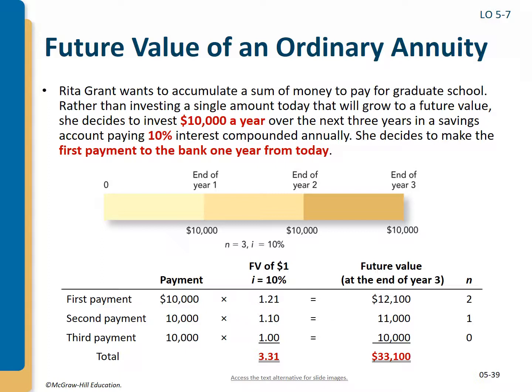I'm using future value of 1. No, I want you to use the table on page P3. Avoid what's on the bottom. Just look up 10%, 3 periods, 3.31 times the payment of $10,000. Those payments will be worth $33,100 in the future when she wants to cash it in for graduate school.